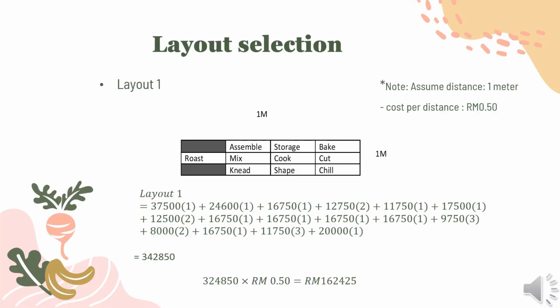Next, we proceed with the layout selection, where we drew 3 different types of layout, but we assume the distance for each of the departments is 1 meter, and the cost per distance is 50 cents, where we can see the calculation is as shown above.